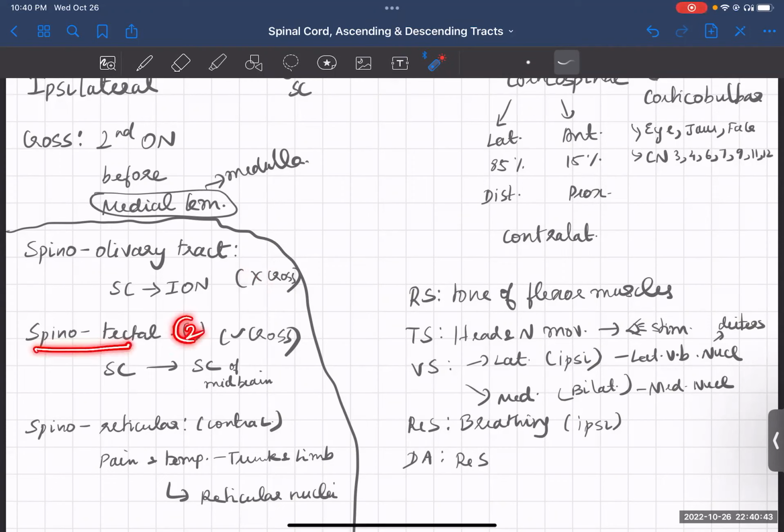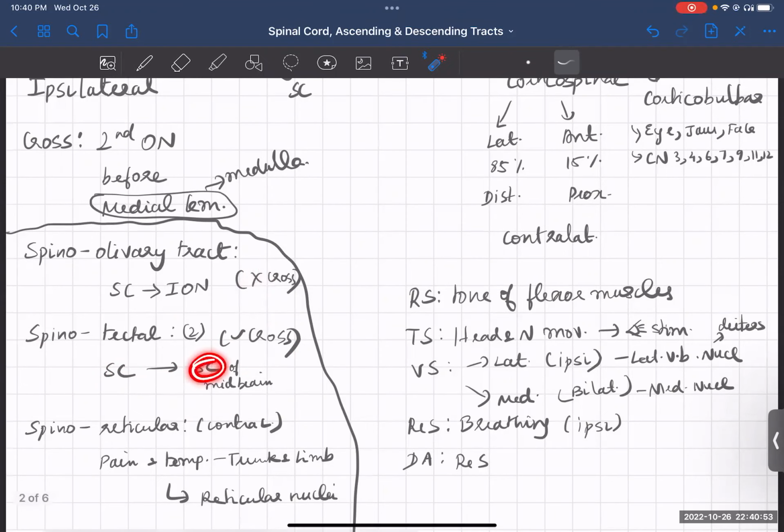Spinotectal tract has two neurons and it is going to cross. And where does it take? It takes from the spinal cord to the superior colliculus of your midbrain. So just don't get confused with this SC. This SC means superior colliculus. It is for visual reflexes. Tectal means you can say it is related to visual, and the superior colliculus handles your visual reflex. So spinotectal is going to cross at one point. It has two neurons and it carries sensations from your spinal cord to your superior colliculus.